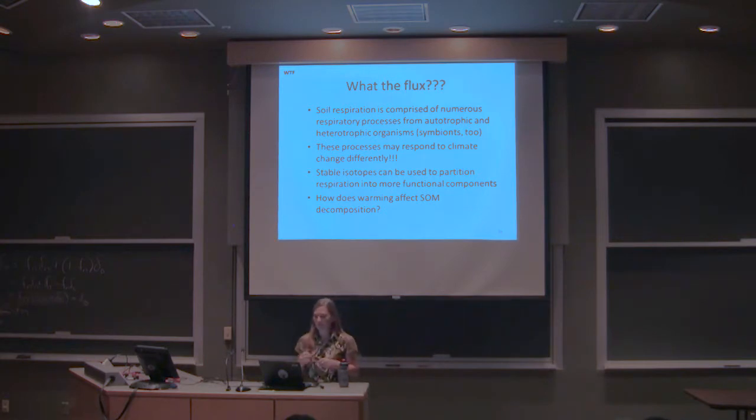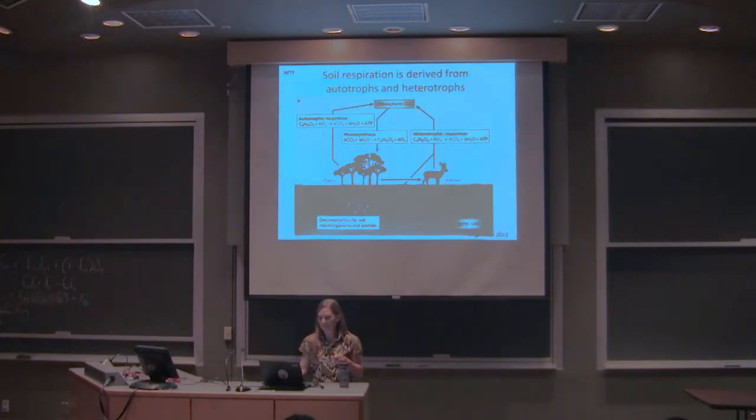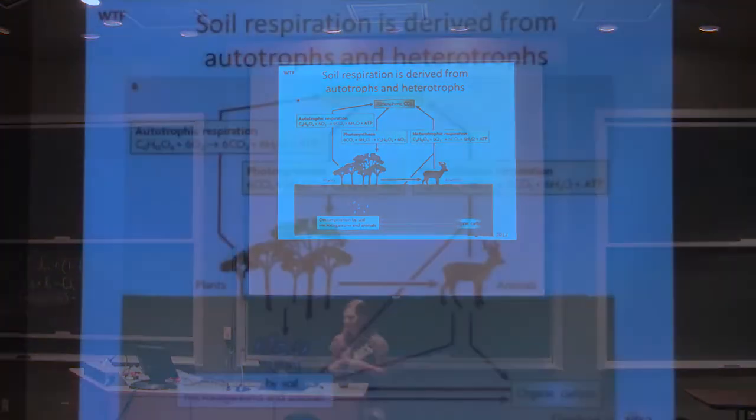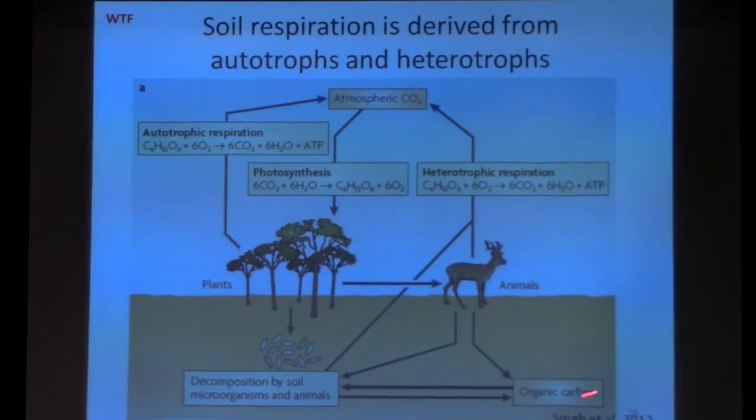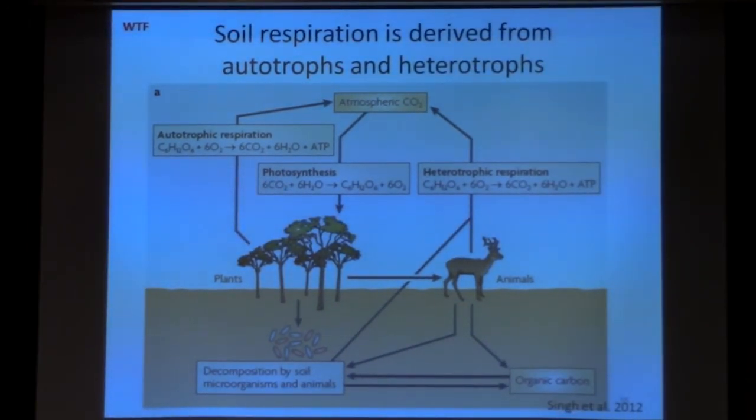One of the things we've done a fair amount is to use stable isotopes to try to partition respiration into its more functional basic components, so we can answer the question, for example, how will warming affect decomposition rates? Here's a little diagram that explains what I just said. There are autotrophs and heterotrophs that are both respiring. You guys know that.